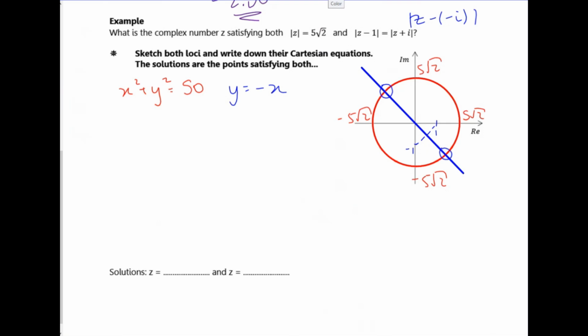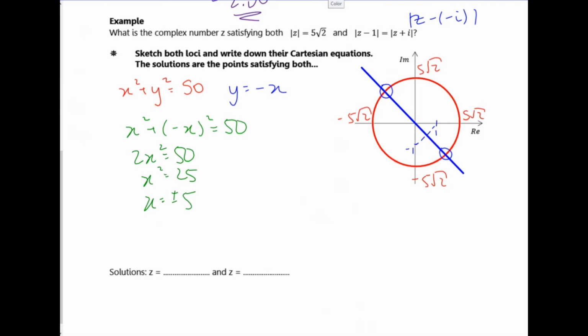You could do it in full by finding the midpoint, finding the gradient between 1 and -1, flipping it and changing the sign, but I'm just going to write that down. We can solve these simultaneously then, so we've got x squared plus (-x) squared equals 50. That's 2x squared equals 50, x squared equals 25, and I get 2 values for x. X is plus or minus 5, which I would expect because there's 2 points here, and they do look symmetrical.